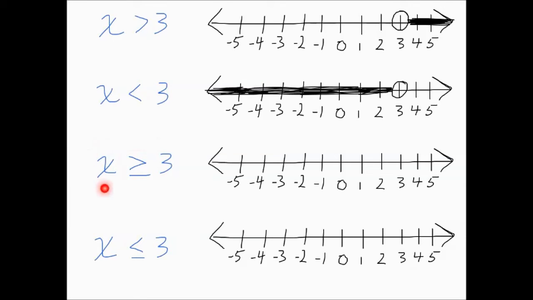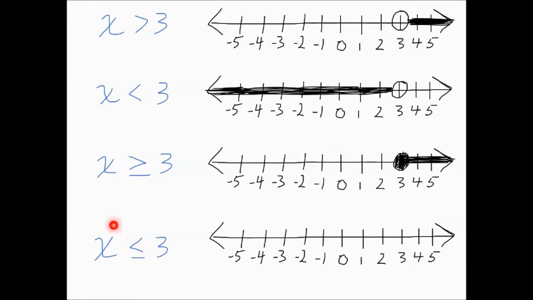Now over here, we see that x is greater than or equal to 3. So in this case, x might be equal to 3. So what are we going to do? We're going to shade the circle in, and then shade to the right. So we don't know what x is. It might be 4, 5, 6, 7, 8, whatever. It might be any number that is bigger than 3, but it also might be 3, which is why we're going to shade the circle in above 3.